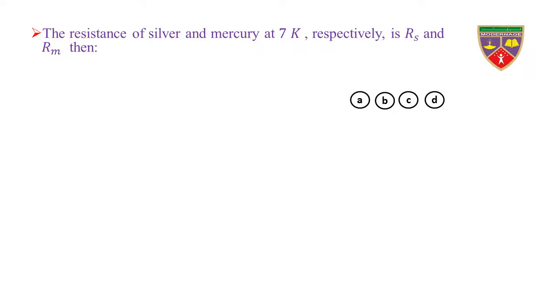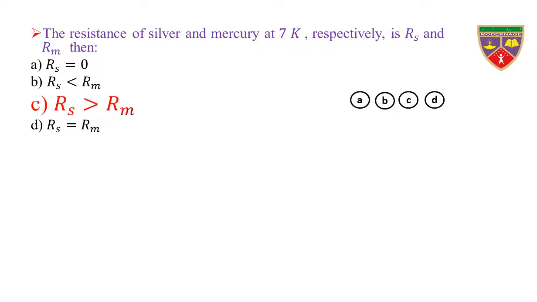The resistance of silver and mercury at 7 Kelvin respectively is Rs and Rm, then: option A, Rs is equal to 0; option B, Rs less than Rm; option C, Rs greater than Rm; option D, Rs is equal to Rm. The key is Rs greater than Rm. Therefore, the correct option is C.